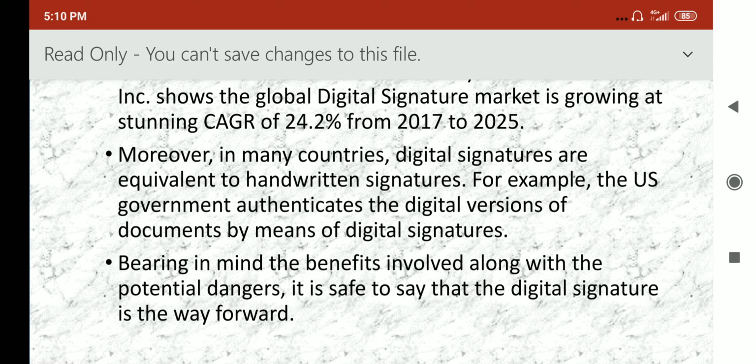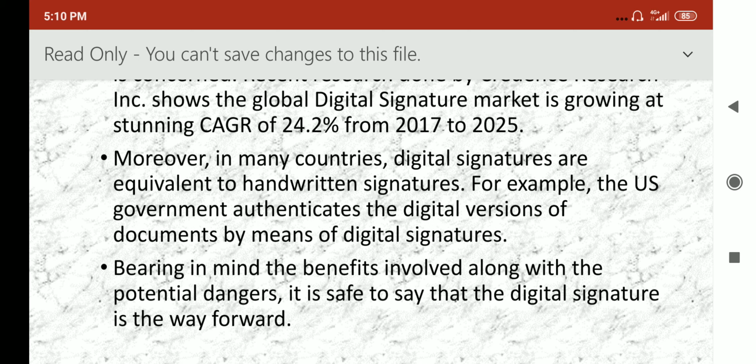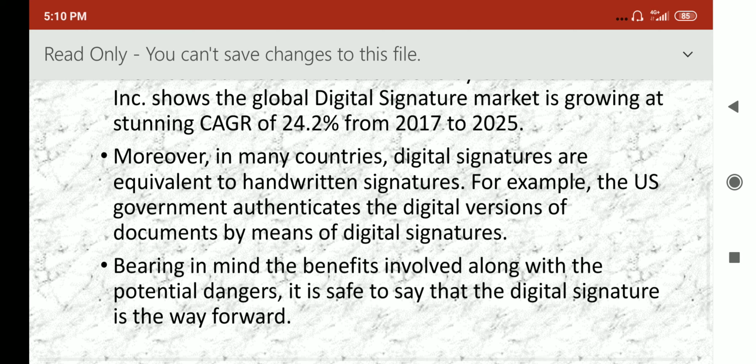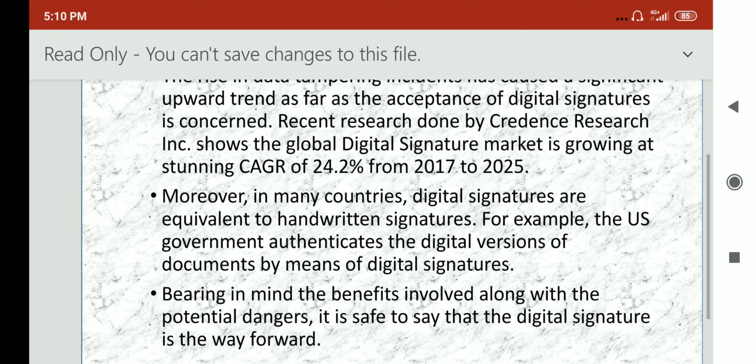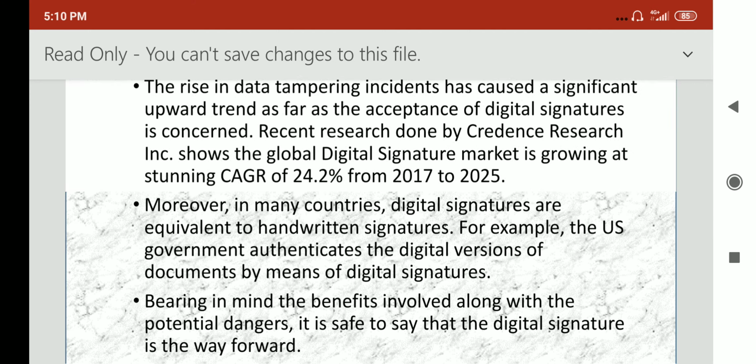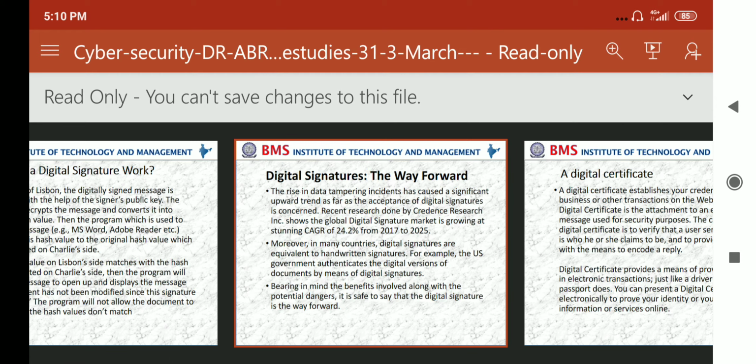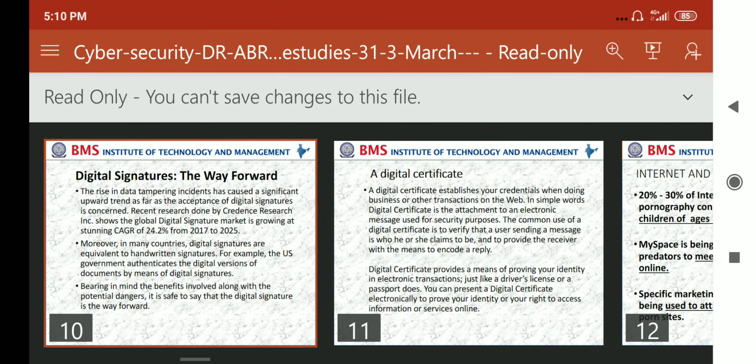Moreover, in many countries, digital signatures are equivalent to handwritten signatures. For example, the US government authenticates the digital versions of documents by means of digital signatures. Bearing in mind the benefits involved along with the potential dangers, it is safe to say that digital signature is the way forward. But still, we have to understand any technology may be eventually hacked by somebody.